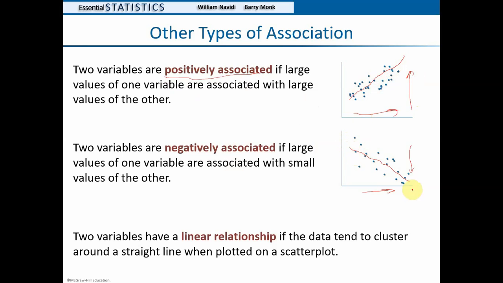Negatively associated: as I increase one, the other one goes down. And linear because it seems to be all in a straight line. It doesn't go up like this, and then all of a sudden, by the time we're up here, it's just getting larger and larger, or decreasing and then decaying out. Two variables have a linear relationship when the data tend to cluster around a straight line when plotted on a scatter plot. Now, when we did it in Excel, it was directly on that straight line. It's not always going to be that.